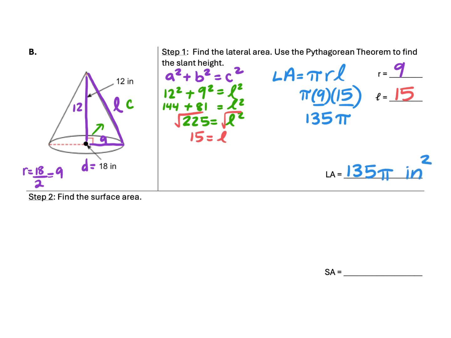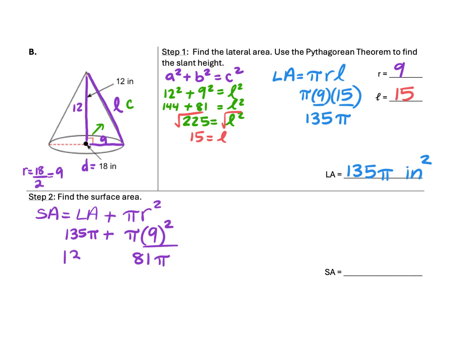Now let's find the surface area. The surface area is the lateral area plus the area of the circular base, pi r squared. So let's sub in our 135 pi, and then we'll add in pi times 9 squared. R is 9. 9 squared is 81. So we need 135 pi plus 81 pi. Those are like terms, so you can add them up. Those two numbers add to 216. So that makes the surface area 216 pi square inches.